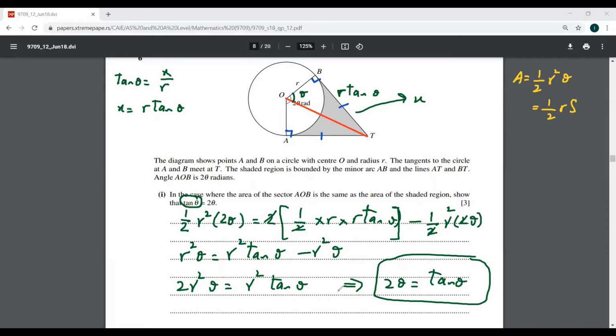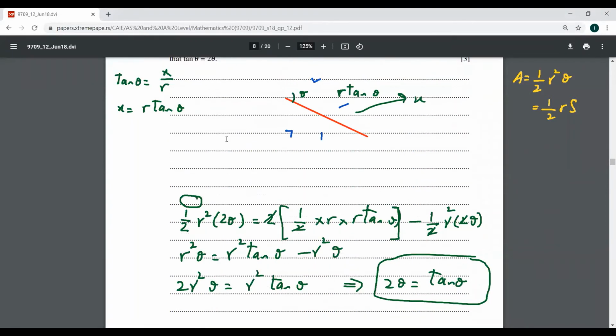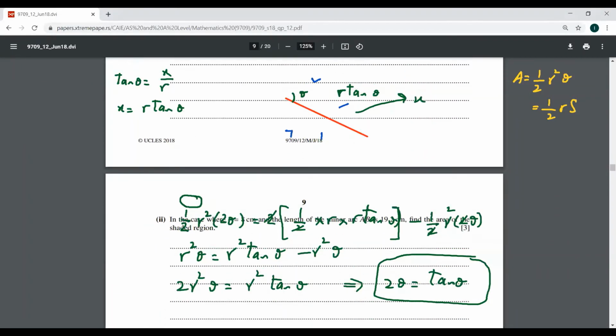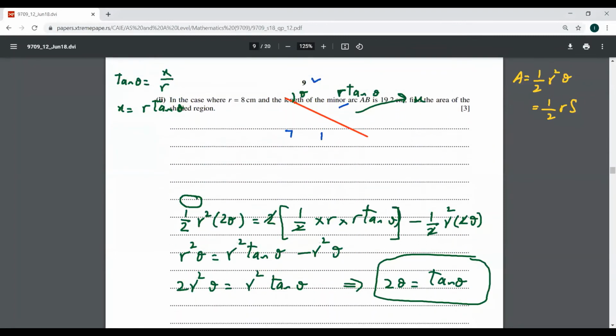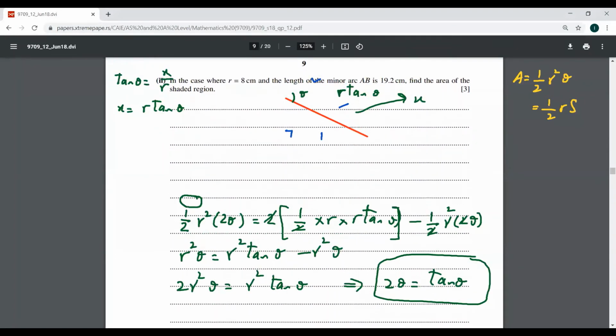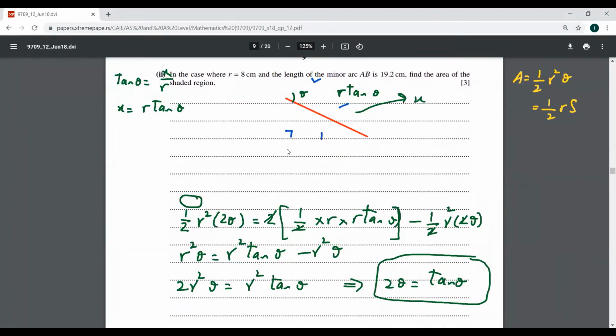Okay, so let's see what's there in the second part. It's in the case where R is 8, and the length of the minor arc is 19.2. Find the area of the shaded region. Okay, let me clear all of this.